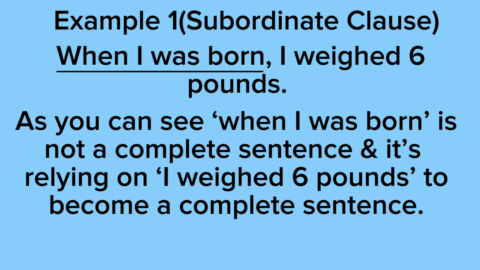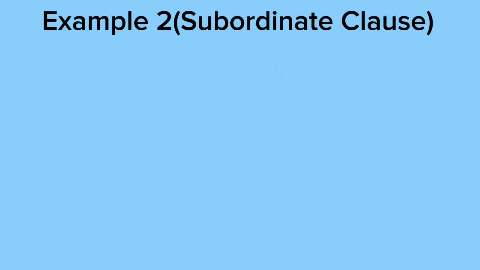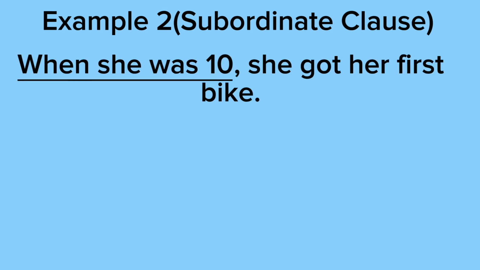As you can see, "when I was born" is not a complete sentence, and it's relying on "I weighed 6 pounds" to become a complete sentence. So "when I was born" would be considered the subordinate clause. Our second example of a subordinate clause says, "when she was 10, she got her first bike."